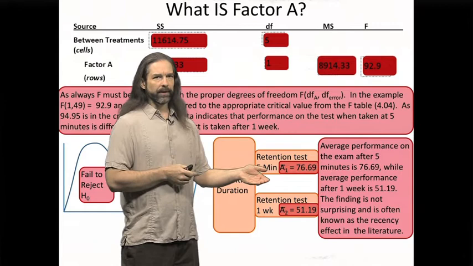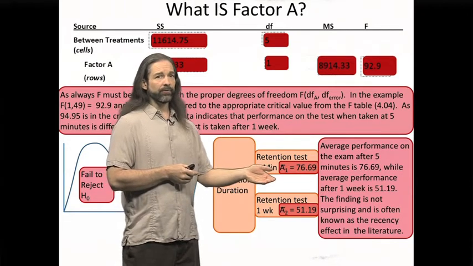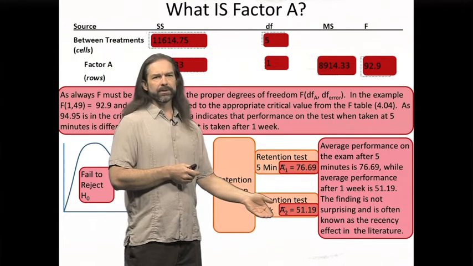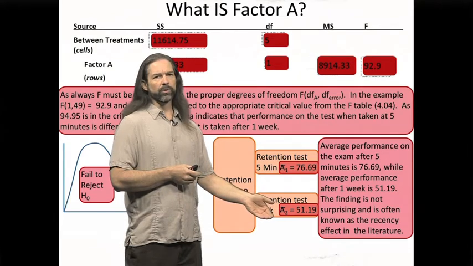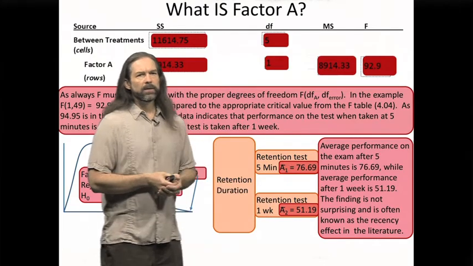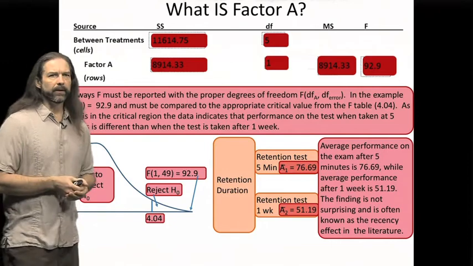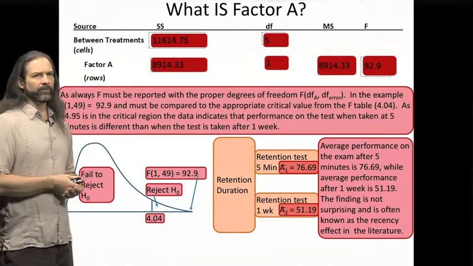Higher scores are better here, so that means that they performed significantly better than the individuals that were asked to remember this information over the course of a week. Their score was only 51.19. So your personal anecdotal observations and the results that we get here match what's been found in previous literature.